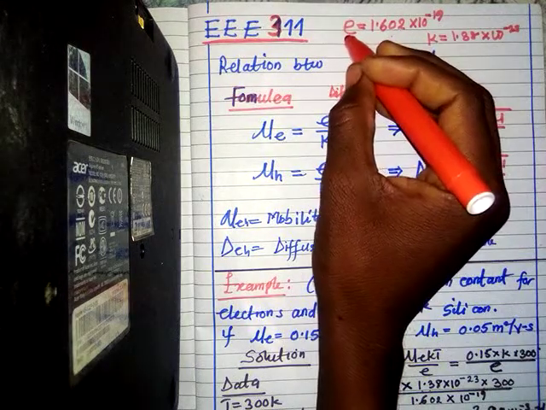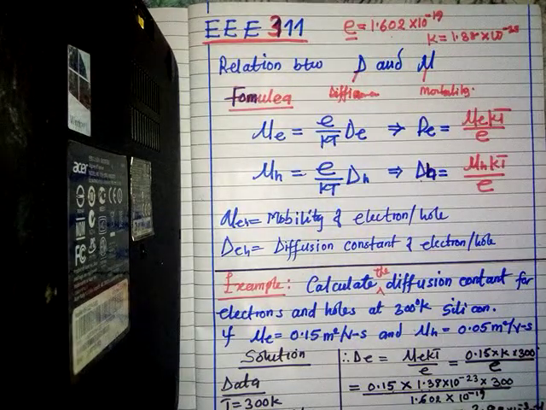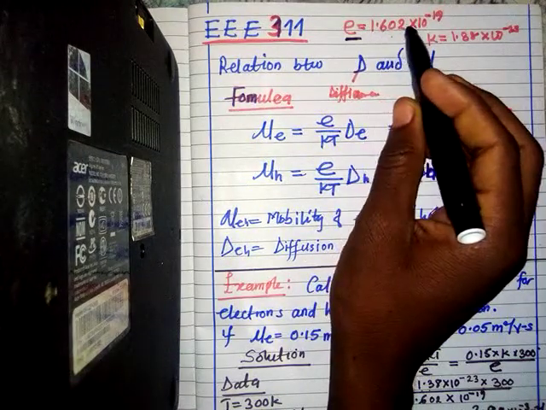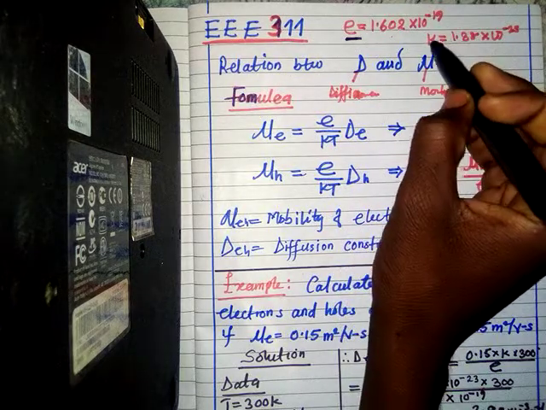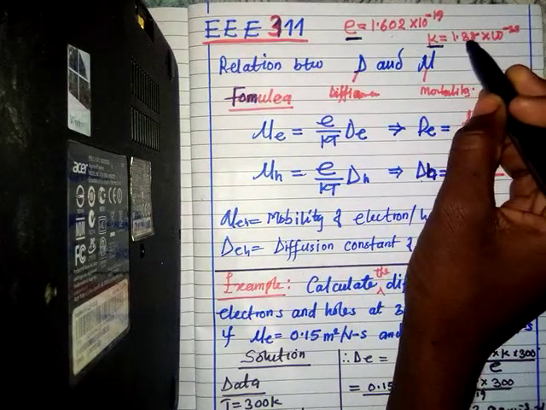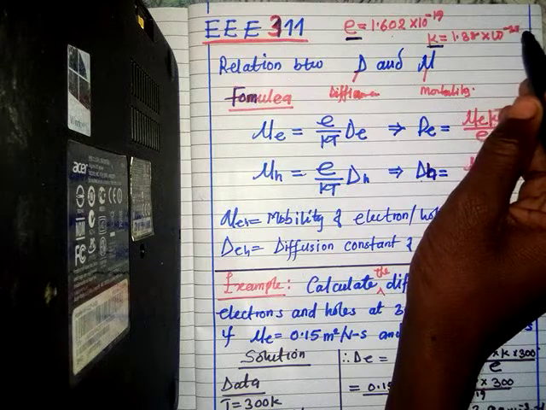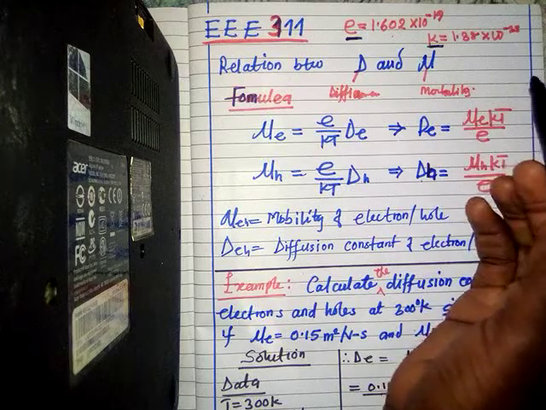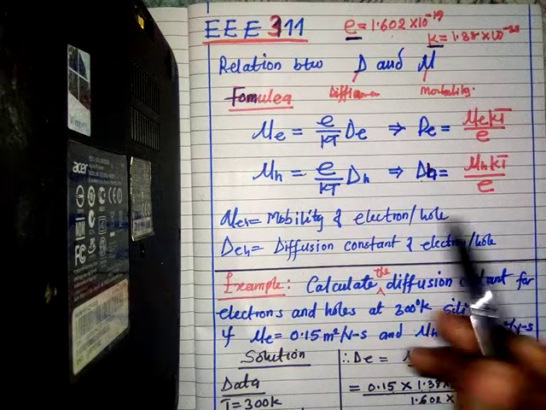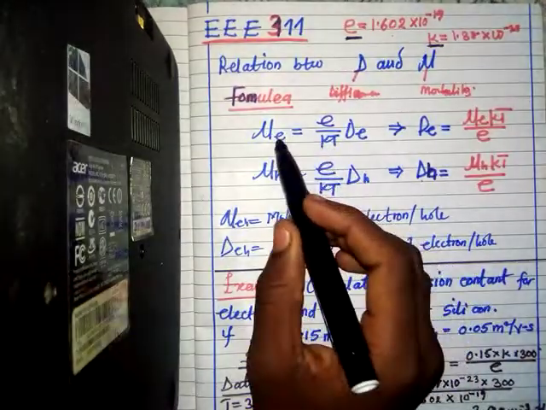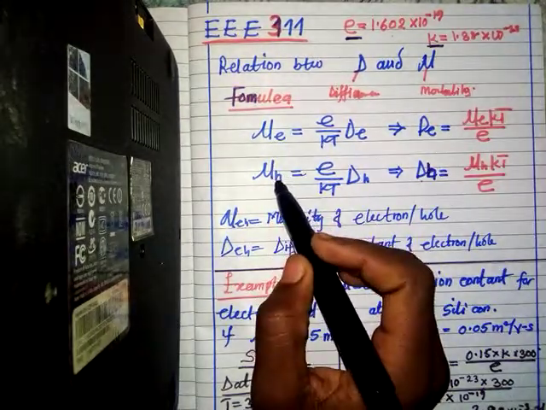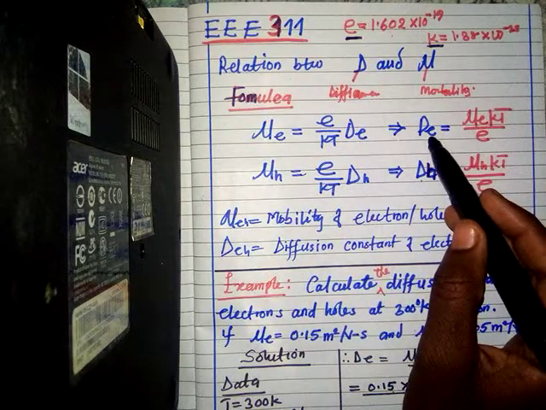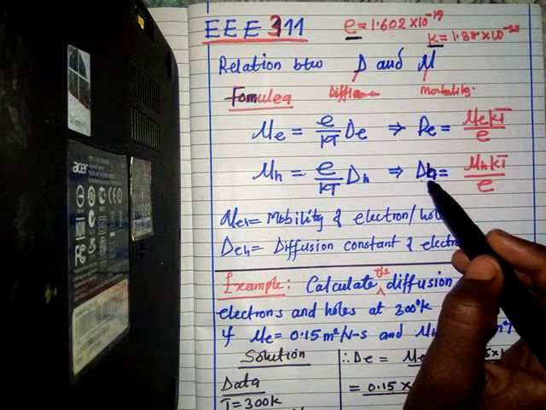Here we are having E, which is the charge, and it's given as 1.60 exponential minus 19, and this is K, which is the Boltzmann constant. It's 1.38 exponential minus 23. So this is the diffusion constant, and this is our mobility of either electrons or a hole. These formulas indicate the mobility of electron and mobility of hole, whereas this one is the diffusion constant of electron and diffusion constant of hole.